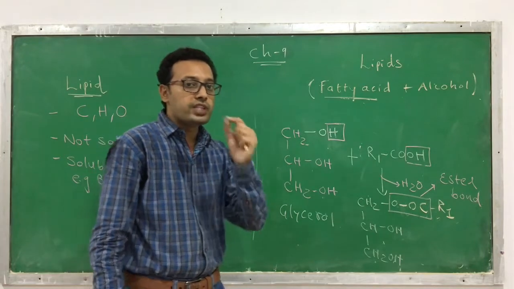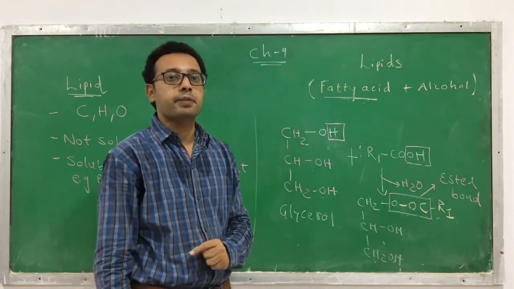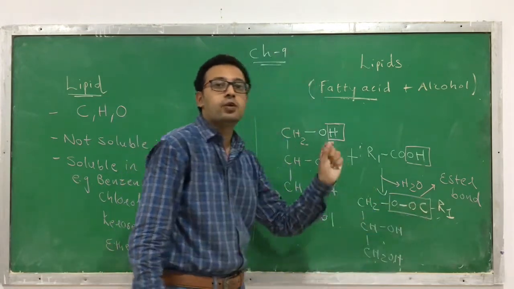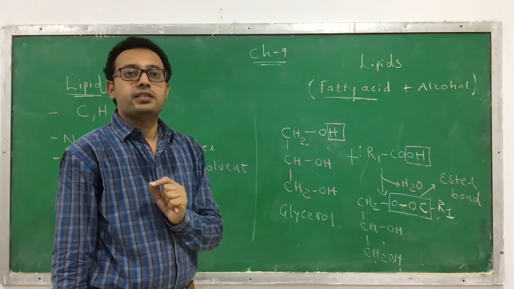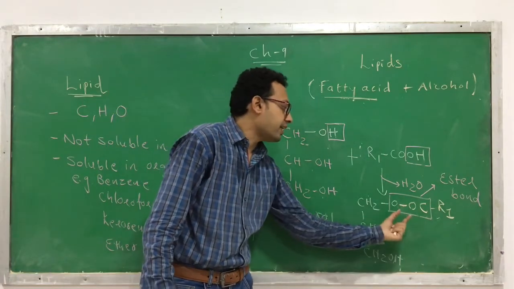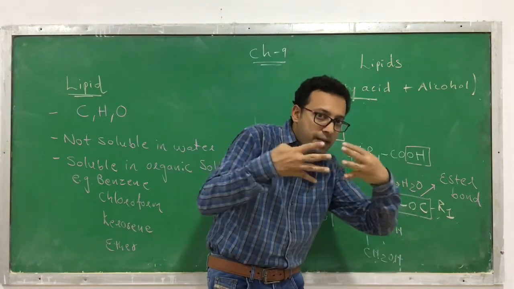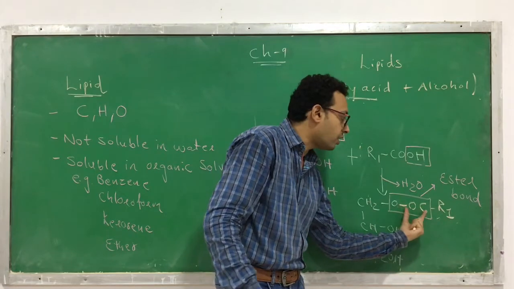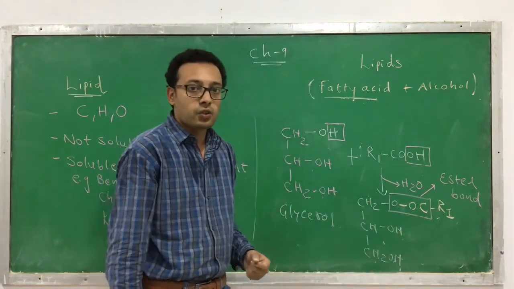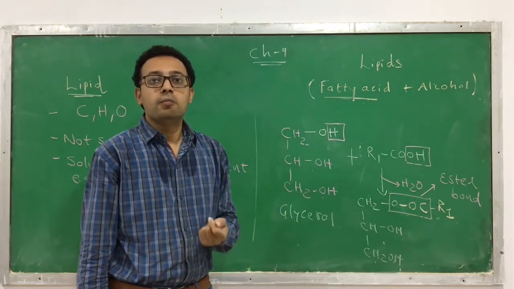So which bond is present in a lipid? If a question is asked, which bond is present in a lipid, the bond that is present in a lipid is the ester bond, COO. Here this is a glycerol and this is a fatty acid. Now they have joined by a bond called an ester bond. But here how many fatty acids? One. So this is called a monoglyceride.